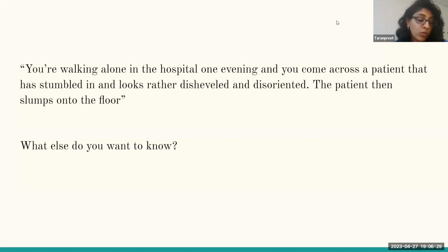So we've got a 30-ish-year-old who's come in looking a bit confused, stumbled, looking disorientated, and is now slumped on the floor. That is all of the information you've got. What would you do next?